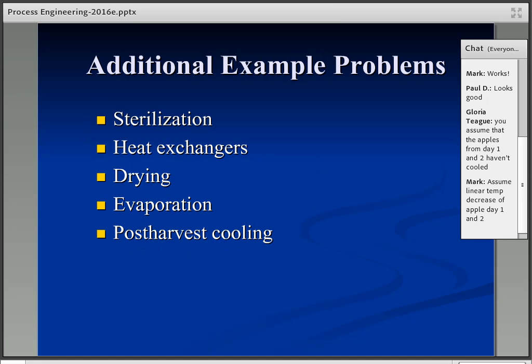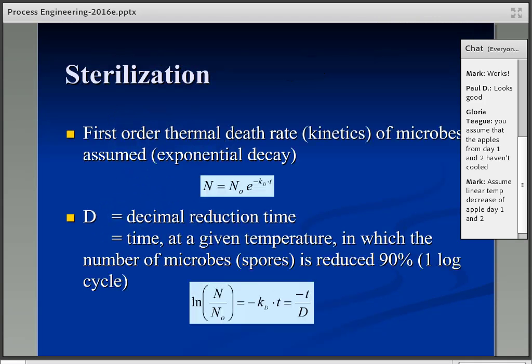So moving on, here's a list of the next kind of examples we'll be doing. So I'll start into that set of examples. Sterilization. Typically, I've been told these commonly show up on the exam. It's looking at thermal death rate, the kinetics of microbes, where you assume exponential decay according to the usual equation.